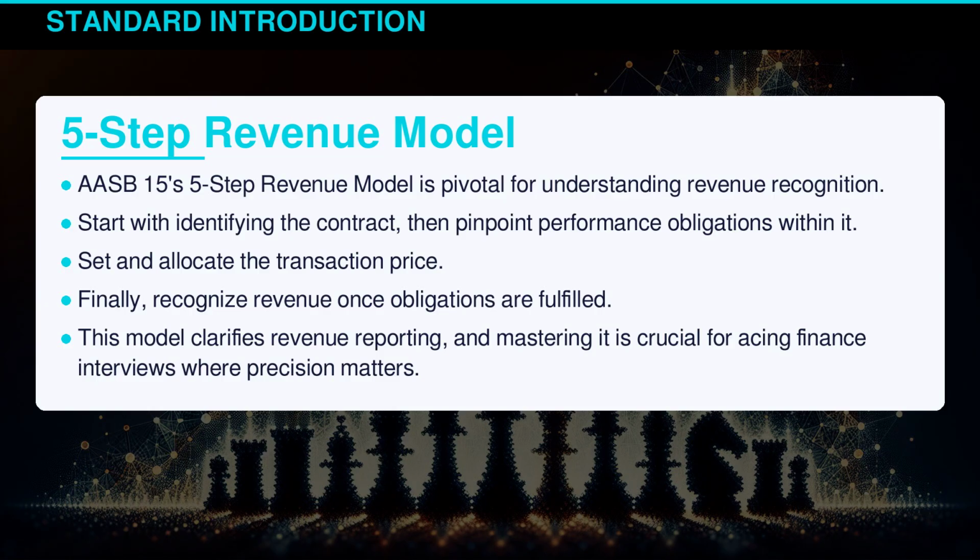AASB 15's 5-step revenue model is pivotal for understanding revenue recognition. Start with identifying the contract, then pinpoint performance obligations within it. Set and allocate the transaction price. Finally, recognize revenue once obligations are fulfilled. This model clarifies revenue reporting, and mastering it is crucial for acing finance interviews where precision matters.